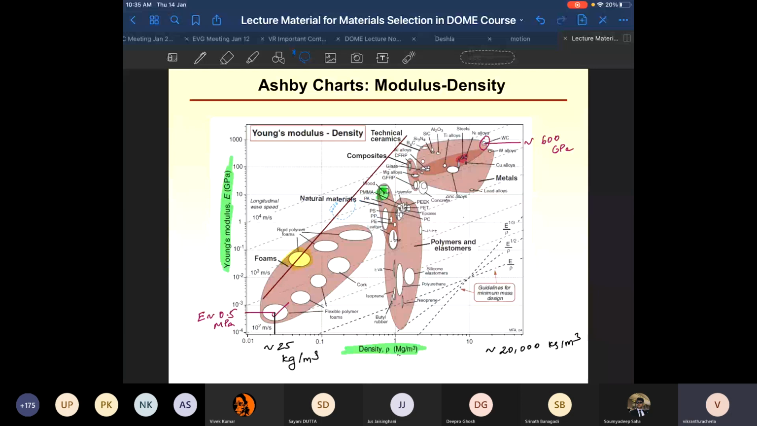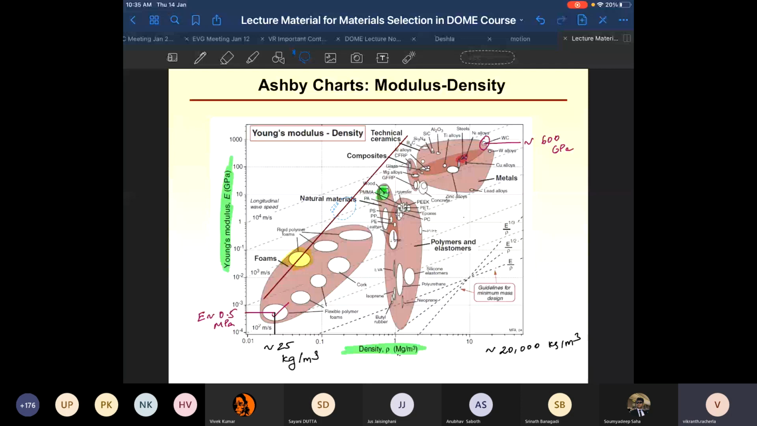It's a completely non-intuitive result that panels made out of rigid foam will give you the lowest weight for a given stiffness requirement. Okay. All right. Next, we can do a similar kind of analysis for the beams also.